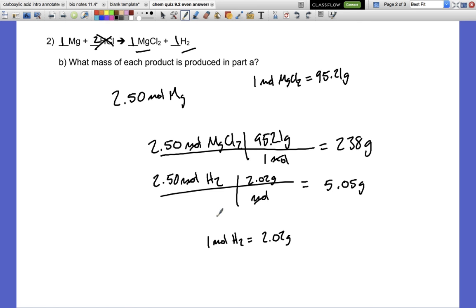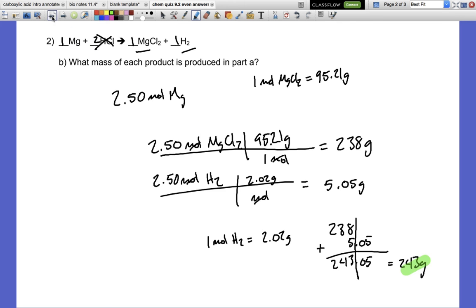I have two numbers on this slide too, 238 plus 5.05. I'm going to get 243.05. Again, I need to round to the ones place because of the rules, but that's a 243 gram amount as well. And that is not a coincidence.